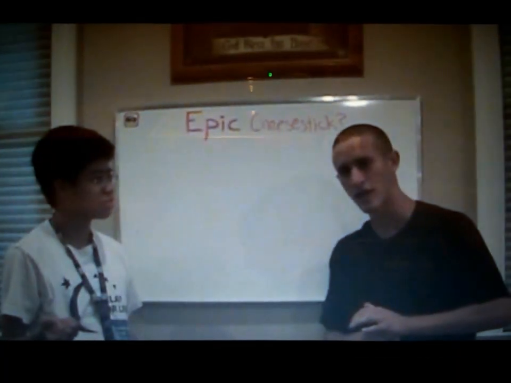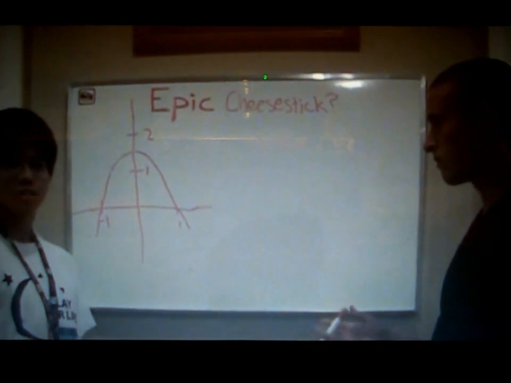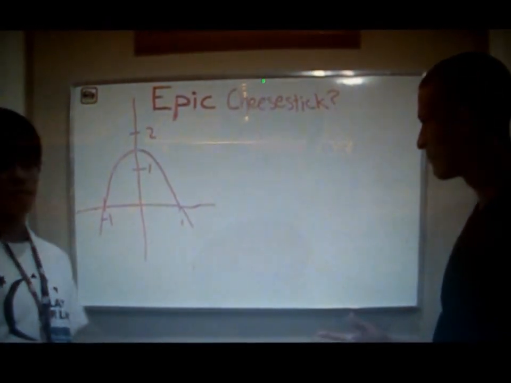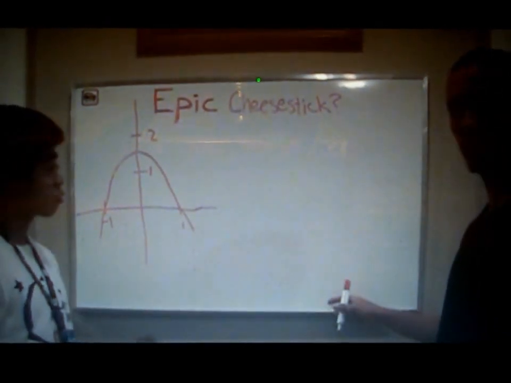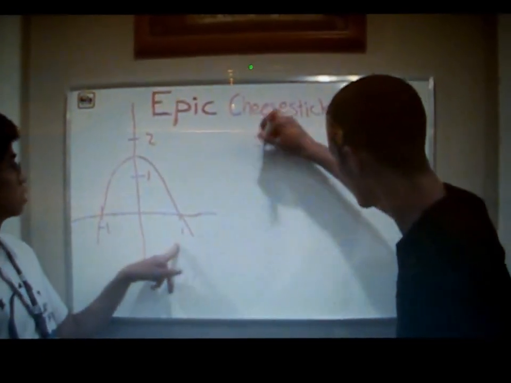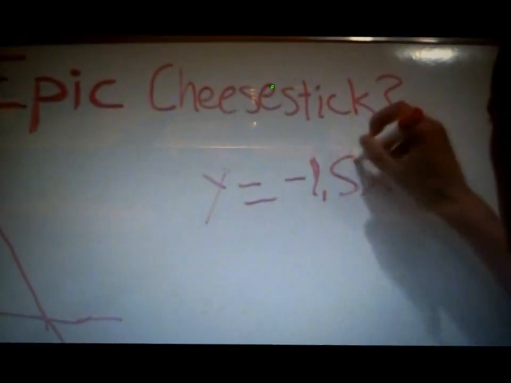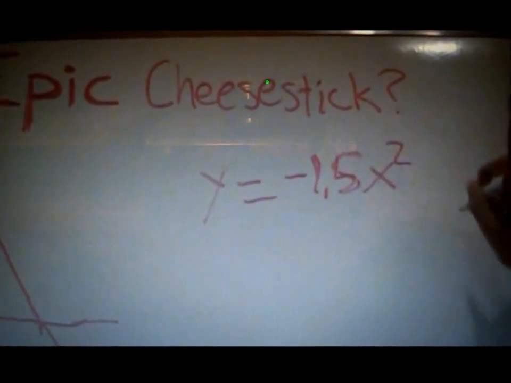Well, I say we calculate this out real quick. Good idea. Alright. So, after a series of very difficult calculations, we found that the equation of this graph, which is the side of the base of the cheese stick, is y equals negative 1.5 x squared plus 1.5.